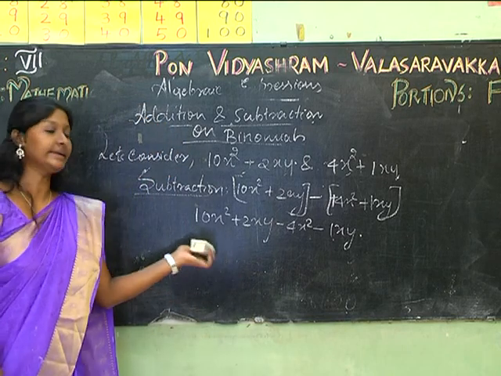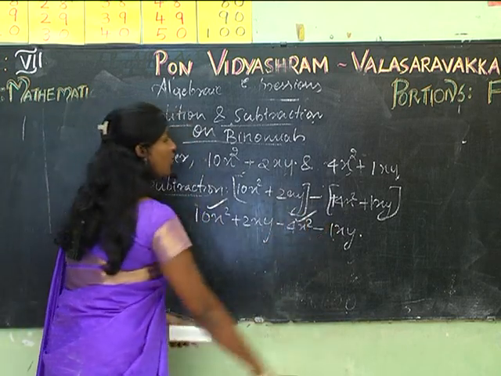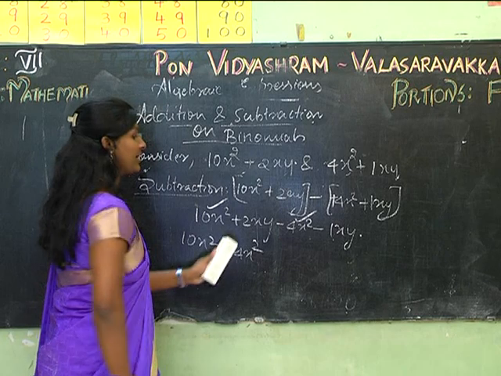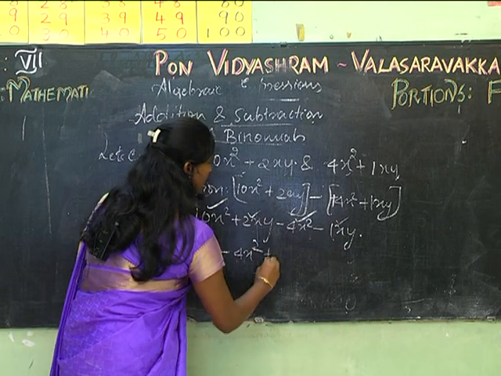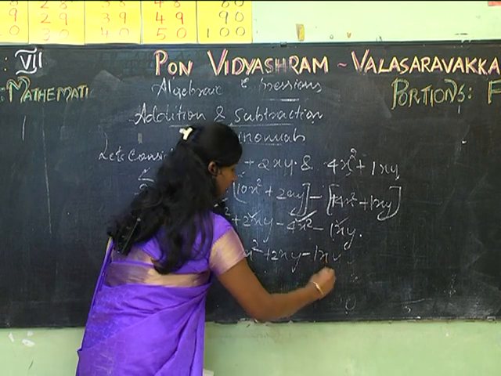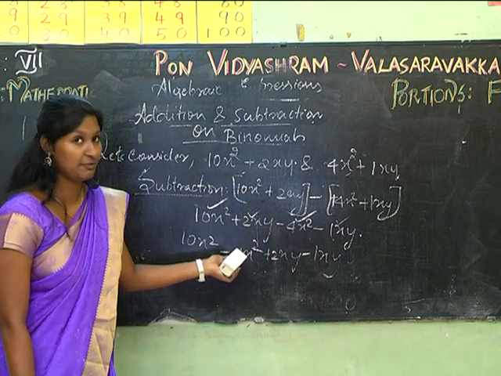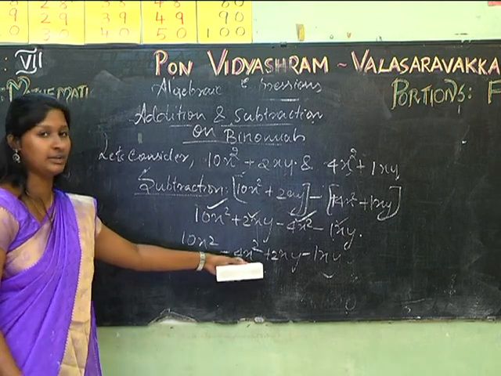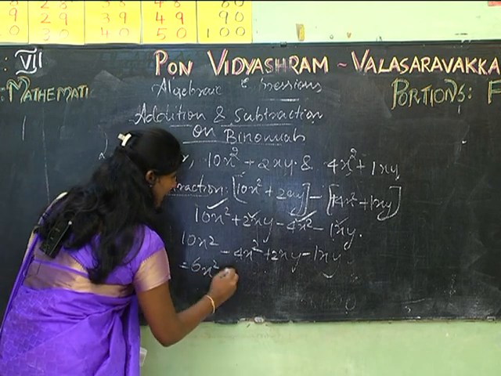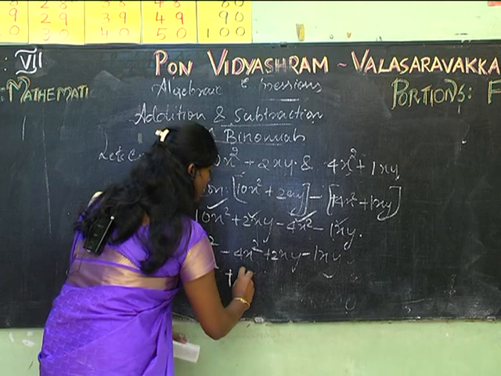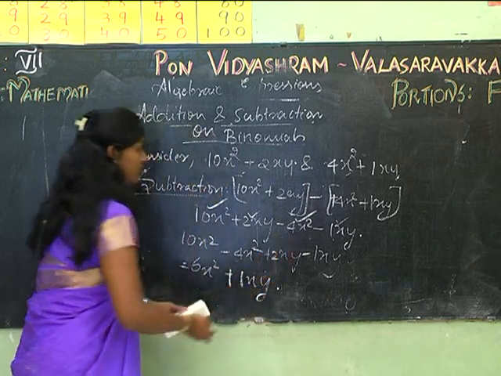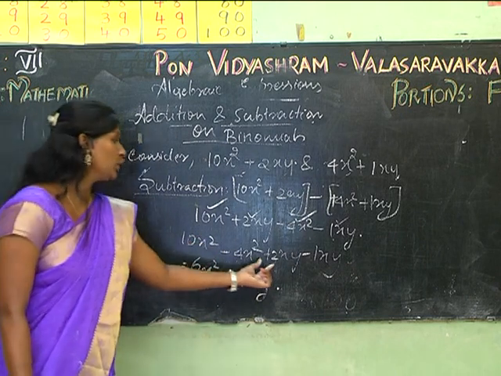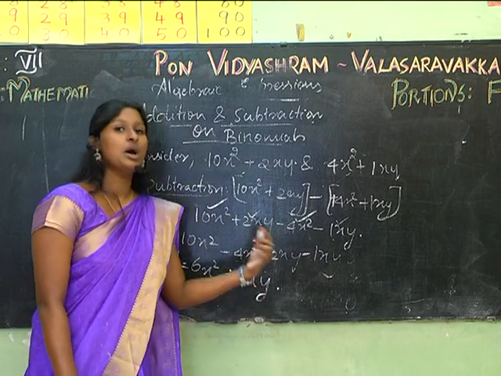Now I'm going to pick up the like terms. So 10x square and minus 4x square is my first like term, and my next like term will be plus 2xy minus 1xy. So 10 minus 4, as I said before, we need to perform the operation only on the coefficients. So 10 minus 4 will give you 6x square, and 2 minus 1 gives you 1xy. Therefore 10 minus 4 gives you 6, and 2 minus 1 gives 1, and then we have to consider the bigger number's symbol.